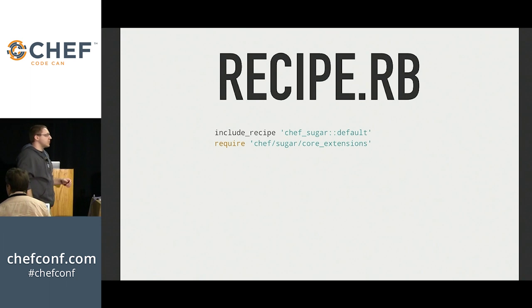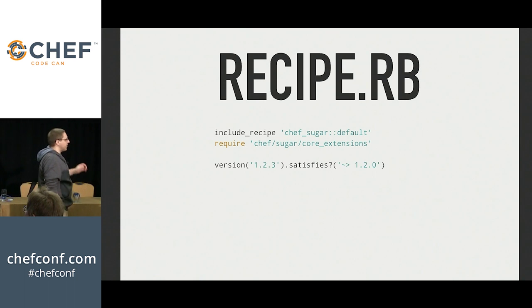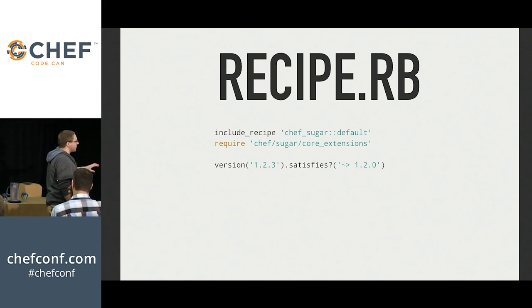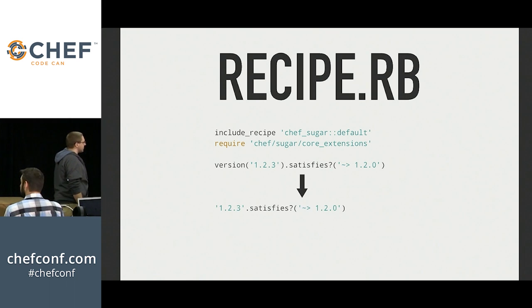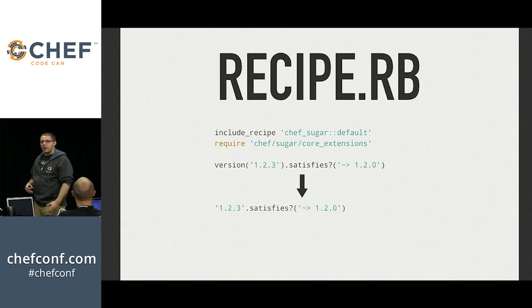So I can require Chef Sugar's core extensions, and that's going to give me this awesome, like, version 1.2.3.satisfies something. I can just call satisfies directly on a string object, or given an array of constraints, I can call .satisfied_by on that array of constraints. And again, these aren't included by default because you may already have a satisfies method on your string, and I don't want to stomp on your toes. So you have the ability to choose on core extensions.